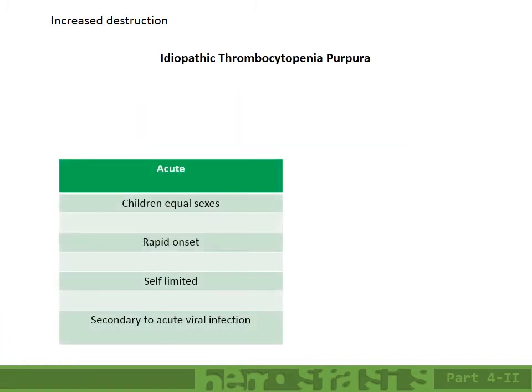Now, ITP has two major kinds of clinical manifestations to be aware of: the acute form and the chronic form. In the acute form, traditionally children are affected, and it affects both sexes equally. So if you see a child with ITP, it's most likely that they have the acute form. It typically has a rapid onset and is self-limited, meaning that it improves over time without specific cure. It's usually secondary to or follows an acute viral infection. So look for a child who's had a recent upper respiratory infection to develop bleeding symptoms 1 to 3 weeks after the infection.